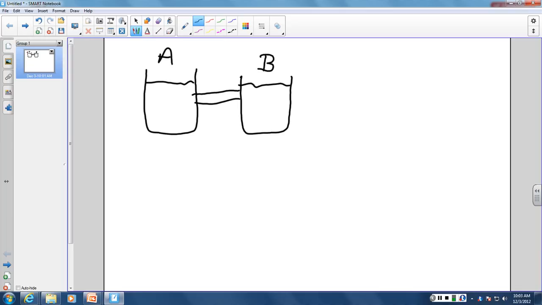And let's just say in container A we have 25% solution of some salt, 25% salt. And over here we have 35% salt. Now, let's just say they're connected, but there's a semi-permeable membrane between them that will allow some particles to move across and not others.